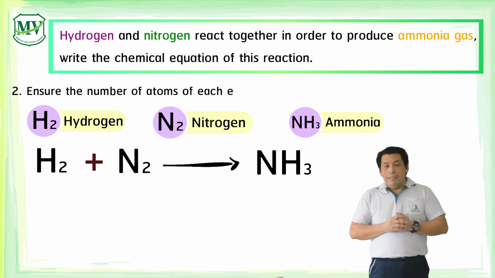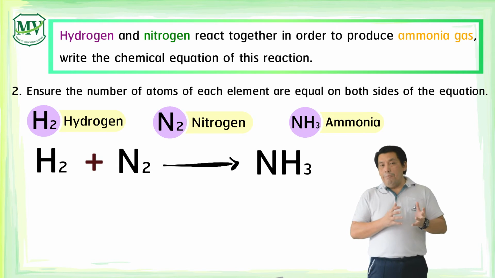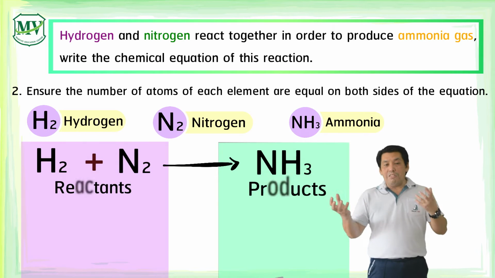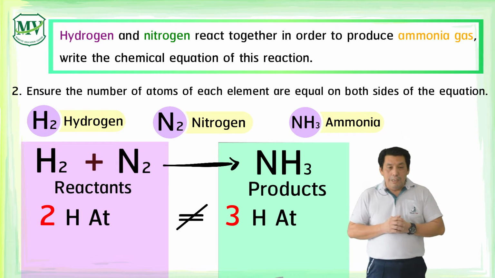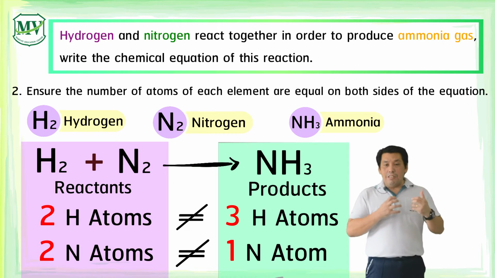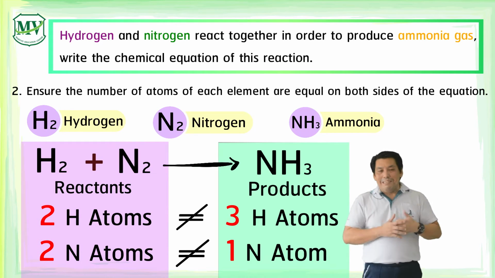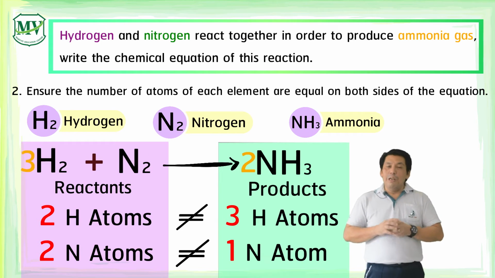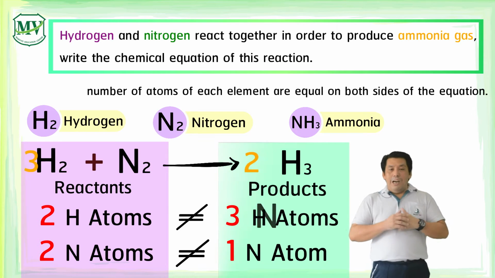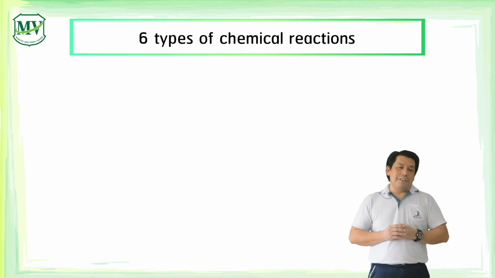Step 2. Ensure the number of atoms of each element are equal on both sides of the equation. Now, in order to balance the equation, coefficients must be used. Since there are only two nitrogen atoms present in the left-hand side of the equation, a coefficient of 2 must be added to NH3. There are 6 types of chemical reactions.